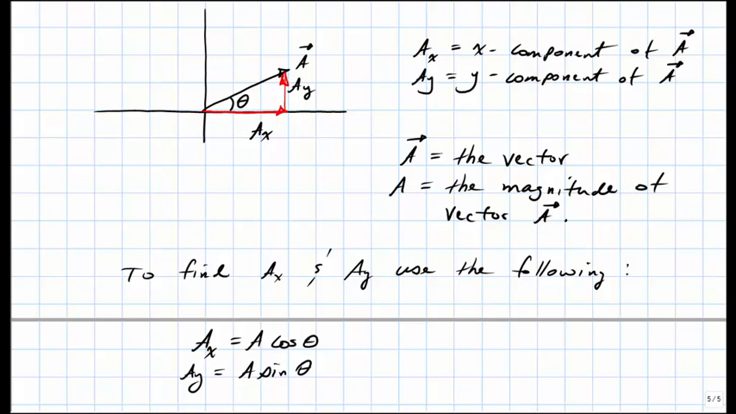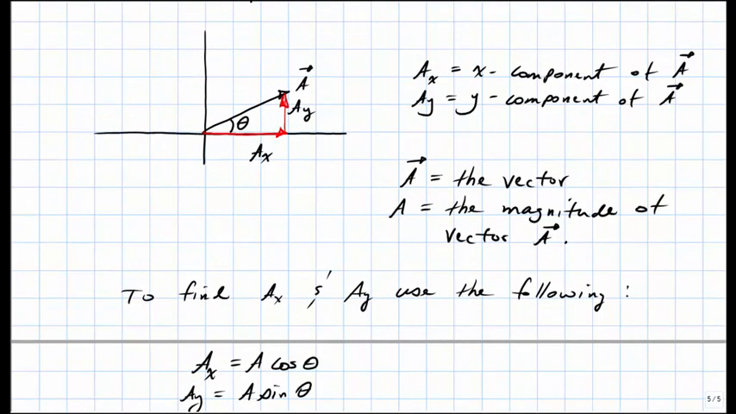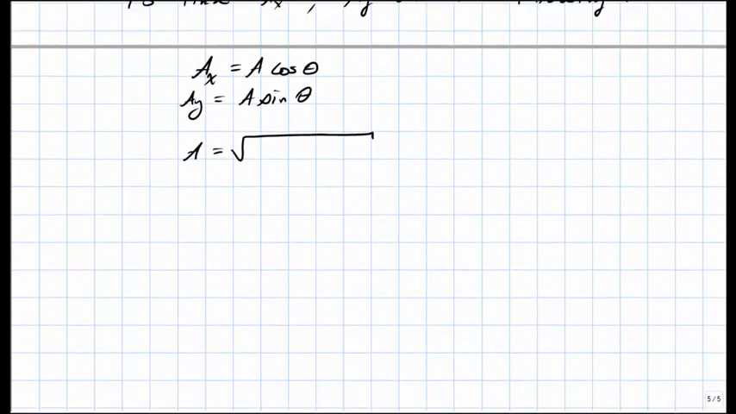Well, the Pythagorean theorem states that the hypotenuse will equal the square root of the sum of the squares of the shorter sides. Now, the shorter sides, of course, are A sub x and A sub y. I'd also like to note that A sub x is the adjacent side relative to this angle, and A sub y is the opposite side relative to that angle. So A just equals the square root of A sub x squared plus A sub y squared. And with the knowledge of these components, we're getting closer towards being able to determine the magnitude of the vector R.